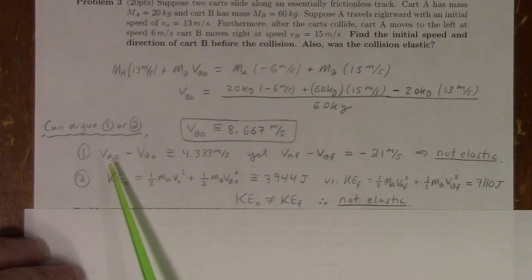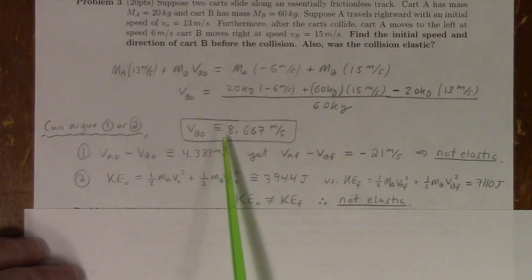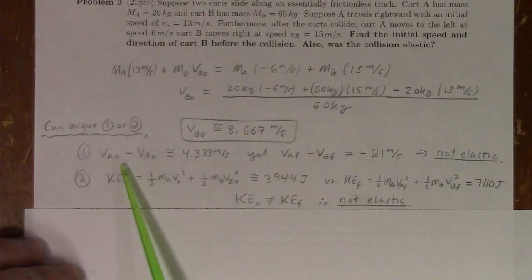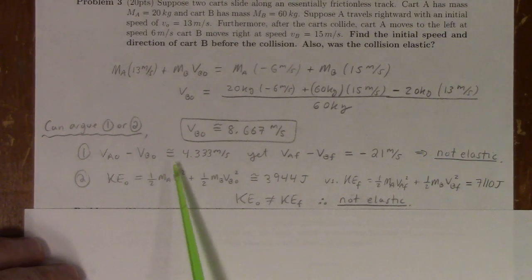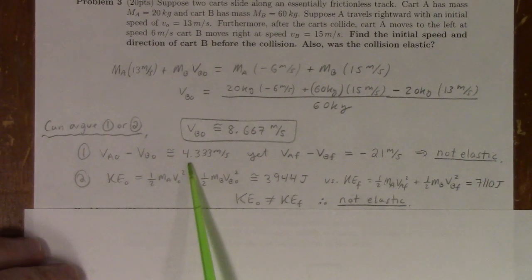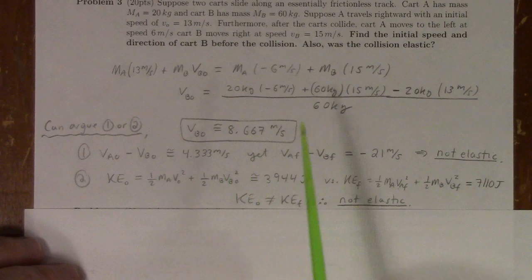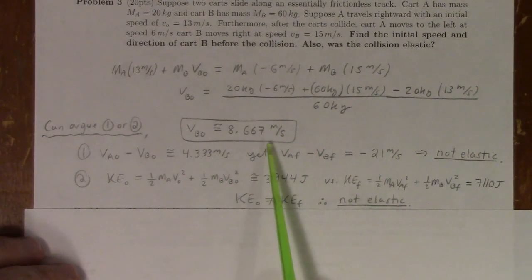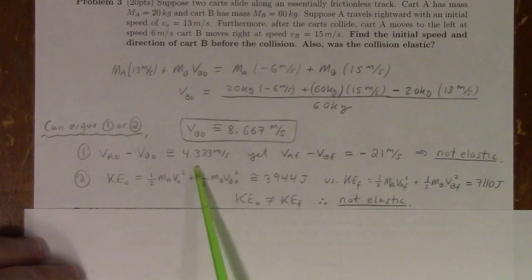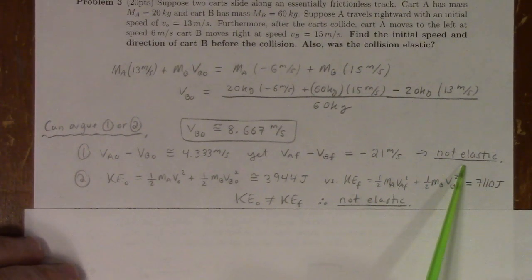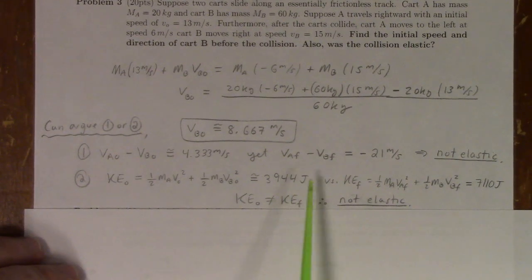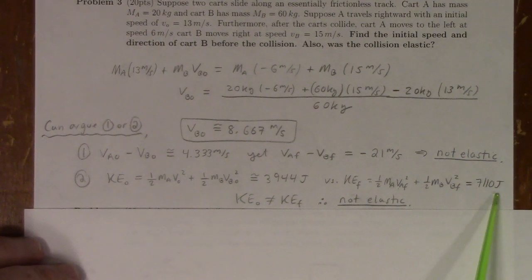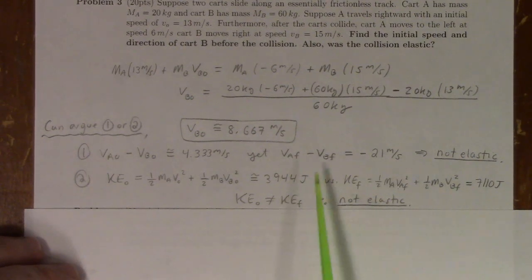Okay, so I worked pretty hard to prove a theorem for you guys that the relative velocity before and after a one-dimensional elastic collision was the negative of its value before and after. So the relative velocity here would be 4.33 meters per second before, and it's minus 21 meters per second afterwards. Obviously these are not negations of each other, so it's not elastic by the theorem that we had. Or you could straight calculate the kinetic energy before, about 3,944 joules, versus afterwards, 7,110 joules. As you can see, this is not an elastic collision because kinetic energy is not conserved.